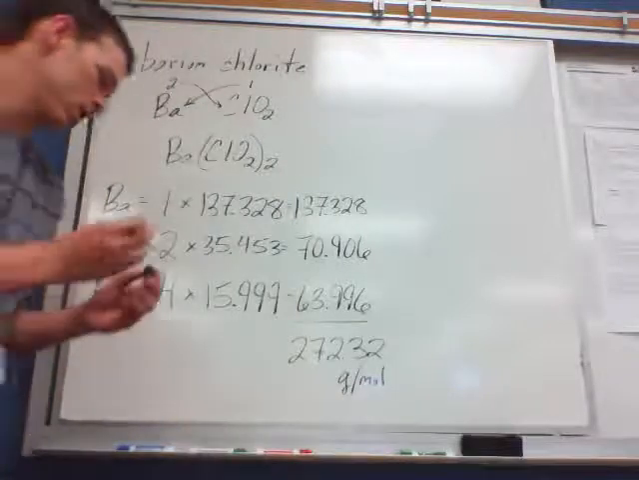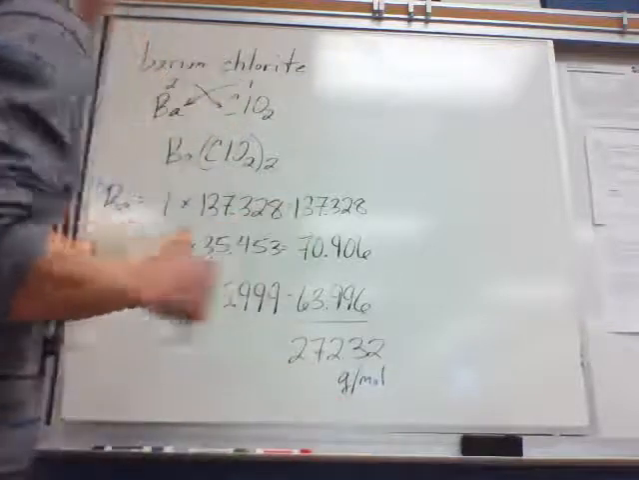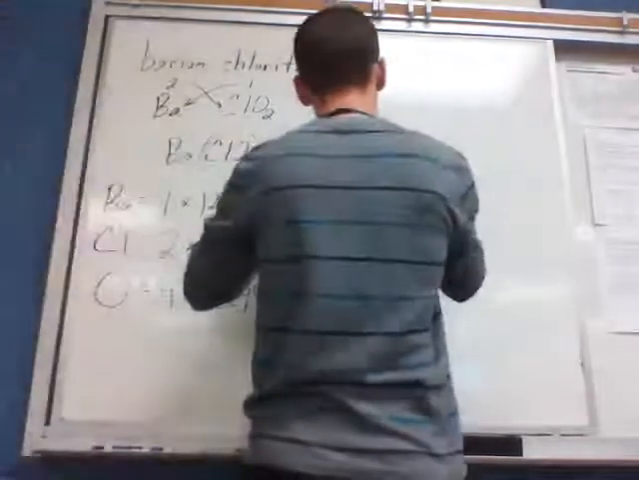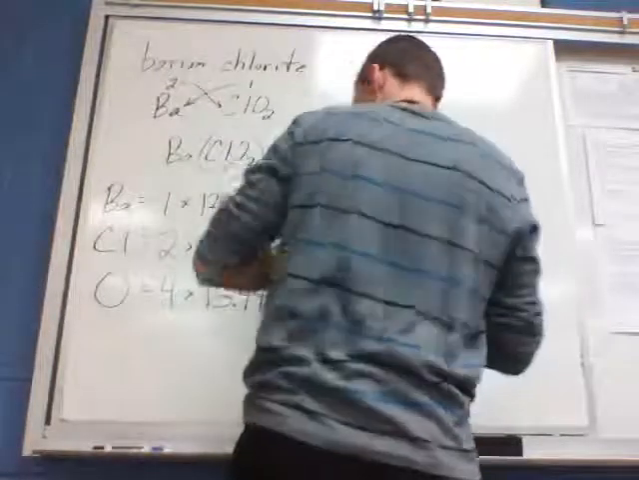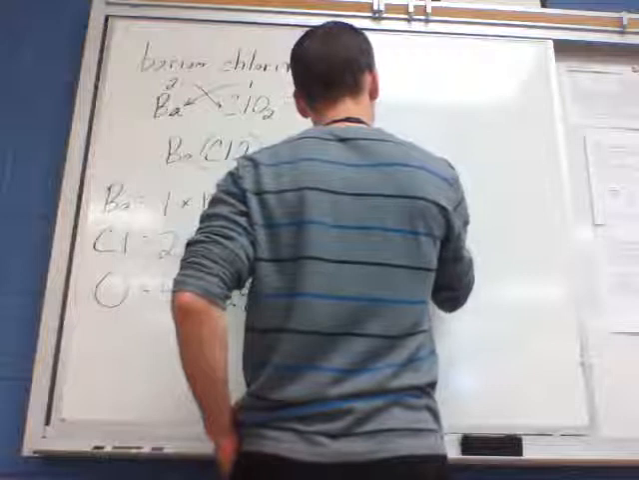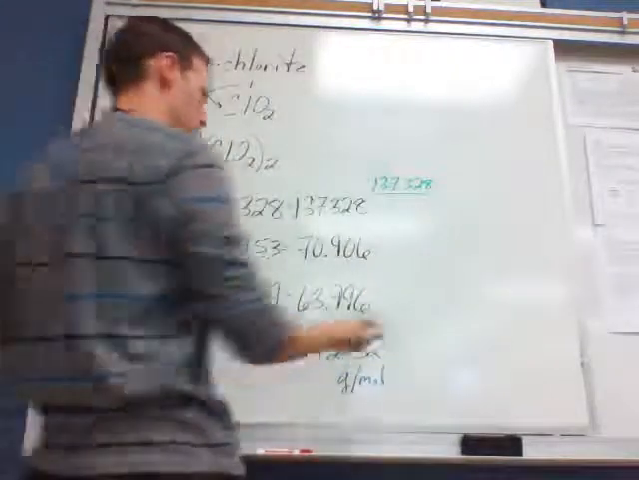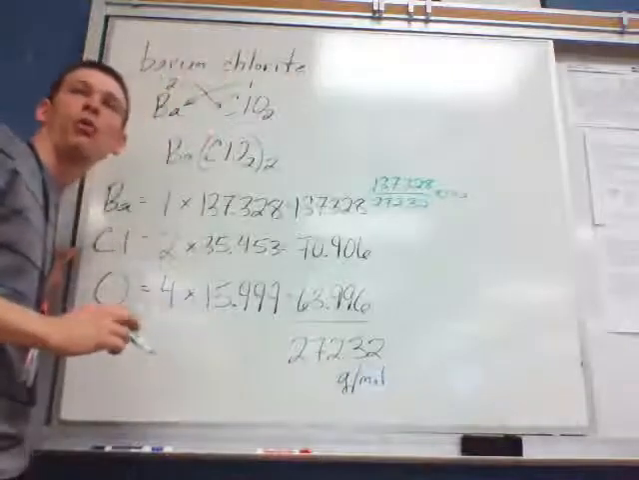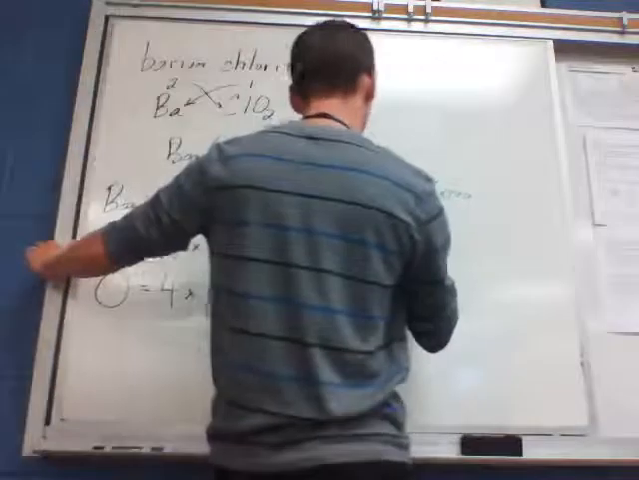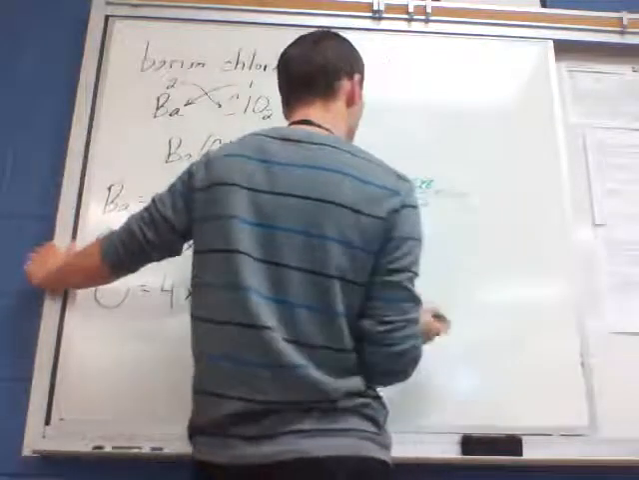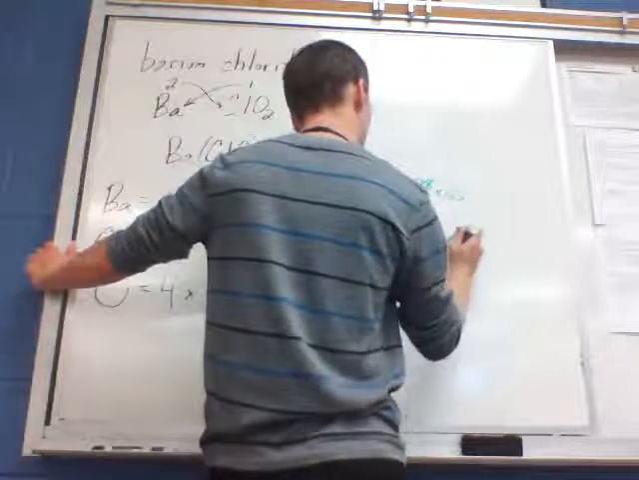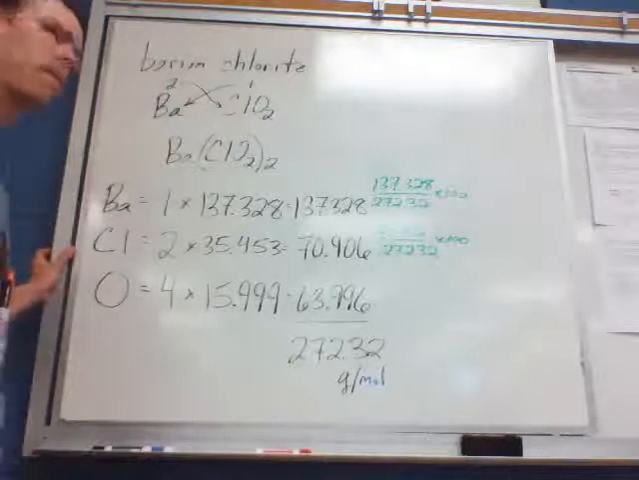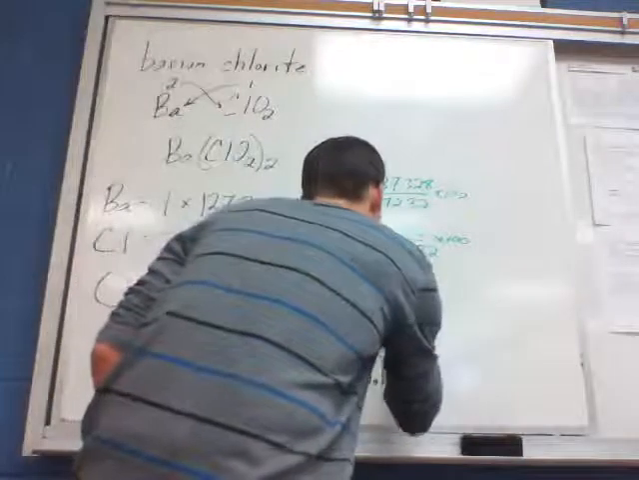Let's pretend we're doing assignment 2. To find percent composition, let's divide 137.328 by always the biggest number, molar mass, 272.32 times 100. I'm going to go through and do all the numbers again. Chlorine was 70.906. Always dividing by the same number. Oxygen, 63.996.